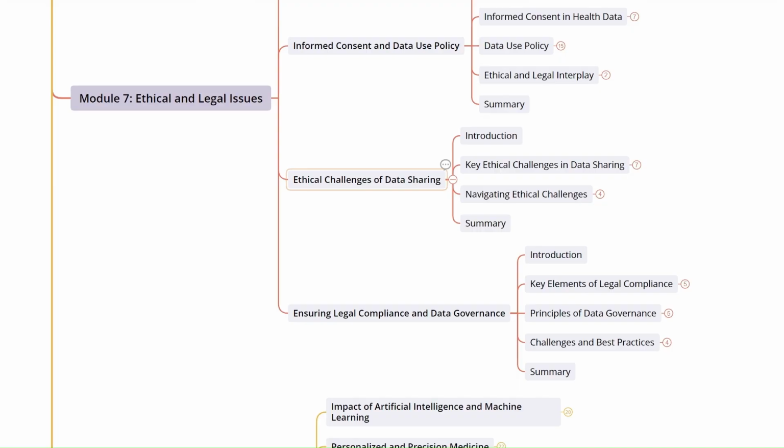This part of the module explores the moral responsibilities of healthcare providers and organizations to protect patient rights while fostering innovative uses of health data that can benefit society.